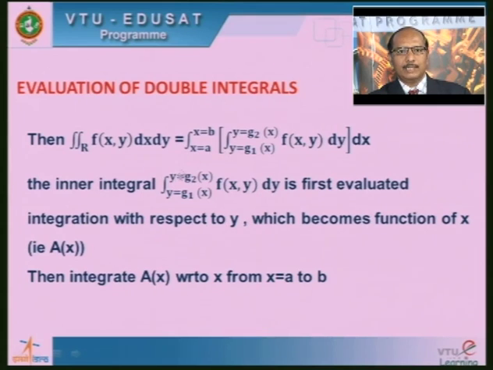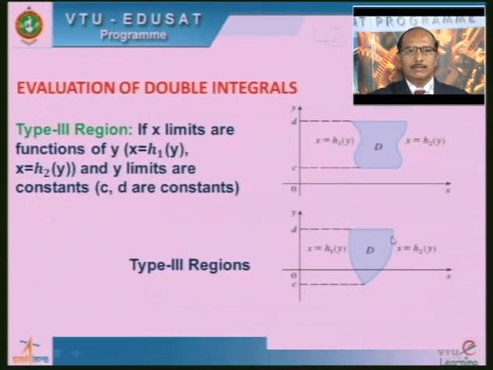It is first evaluated with respect to y, which, as I told you already, becomes a function of x. Once you integrate with respect to y and substitute the limits, you get a function of x, say A(x). Then integrate A(x), a function of x, over the x limits, x equal to a to x equal to b. That is the evaluation of a type 2 region.